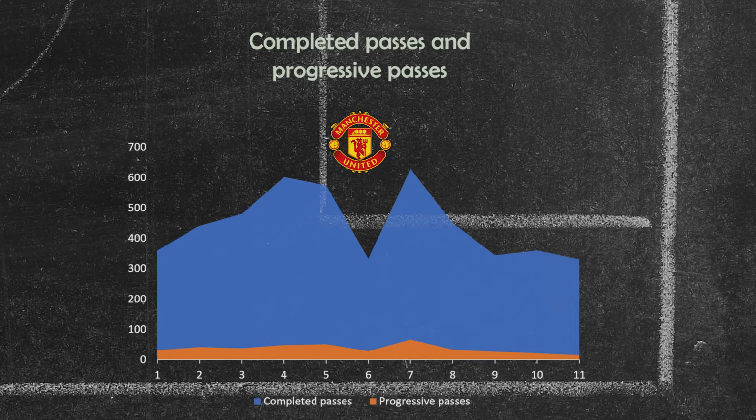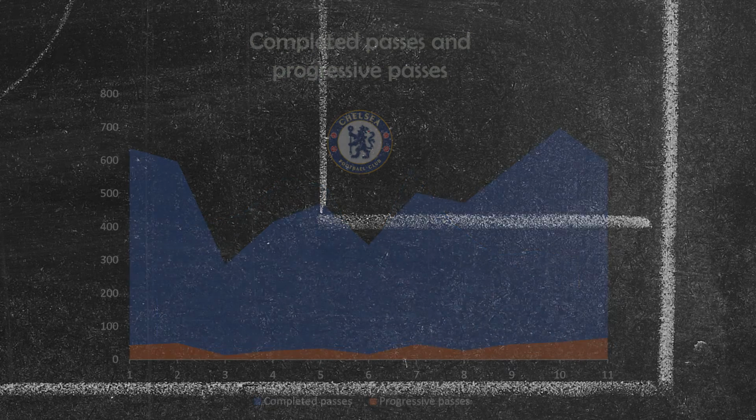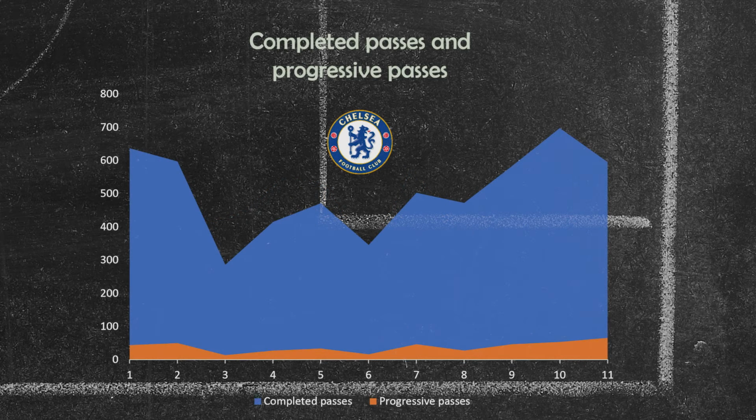The problem that Manchester United have is illustrated by the size of the orange data that you see in front of you. They don't make a huge number of progressive passes, and in recent times they have been making fewer and fewer. Let's contrast that with the same information for Chelsea.